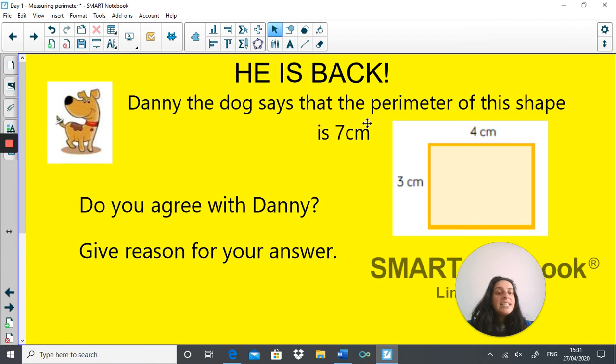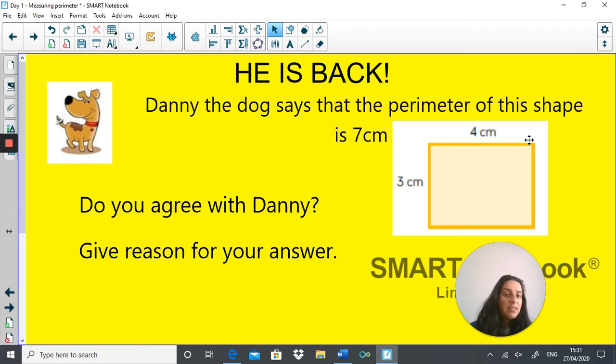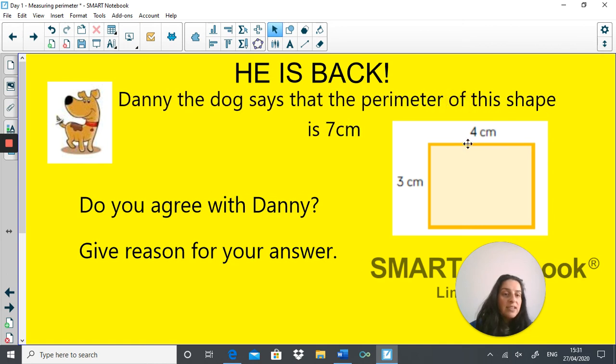Well, I can see why Danny Dog said it was 7 centimeters, because on this rectangle, this side is 4 centimeters and this side is 3 centimeters. So what he's done is he's added 4 and 3 and he's got the answer of 7. So I can see why he said that.